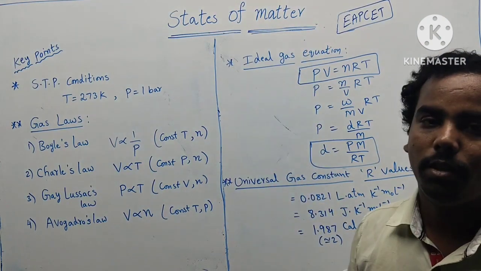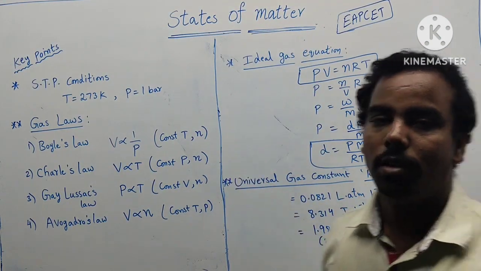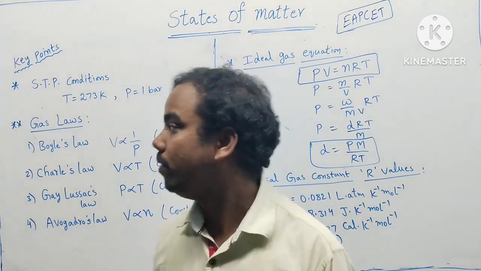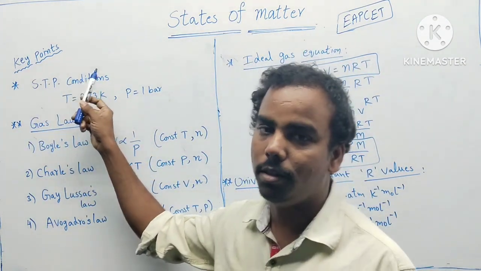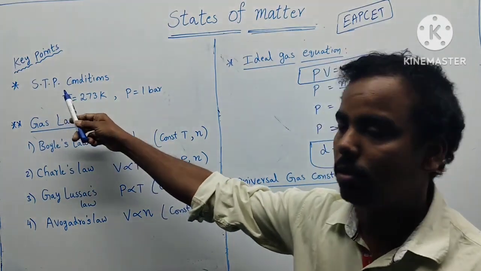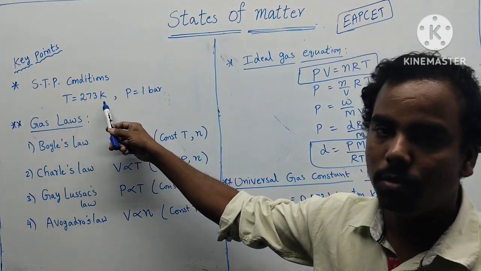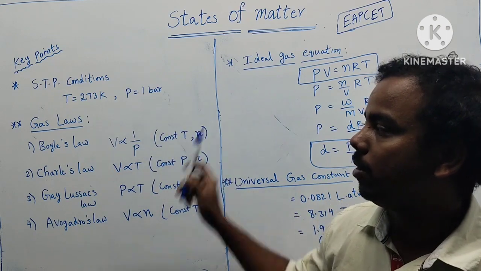States of matter, first key points. Next we will discuss objective questions. So first we will see key points. STP conditions. STP condition means standard temperature and pressure. Standard temperature is 273 Kelvin. Standard pressure is 1 bar.